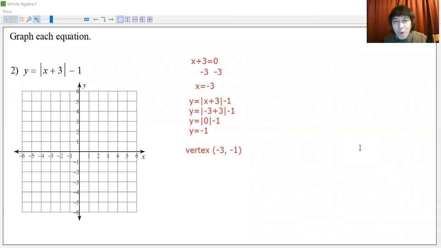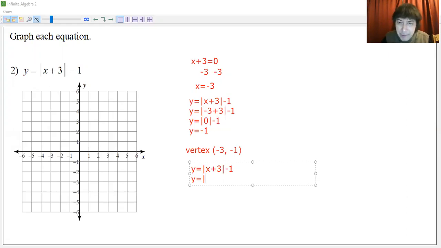We can choose, say, -5 and -1. That's 2 units to the right and to the left. Let's start with -1. What is the value of y? Going back to our equation, y is equal to the absolute value of x plus 3, minus 1. What is the value of y if we choose -1? That's 2 units to the right of -3, from the vertex.